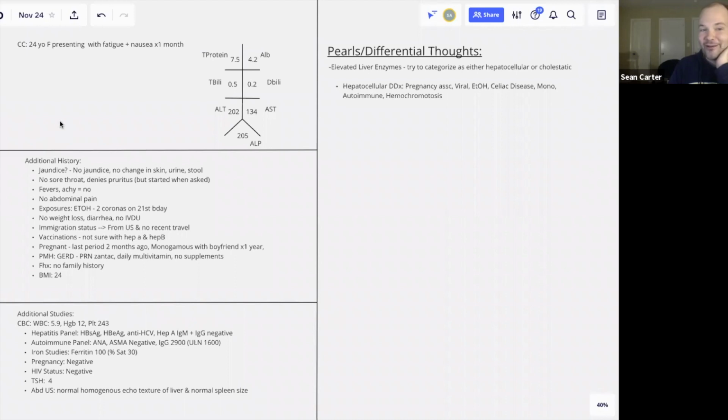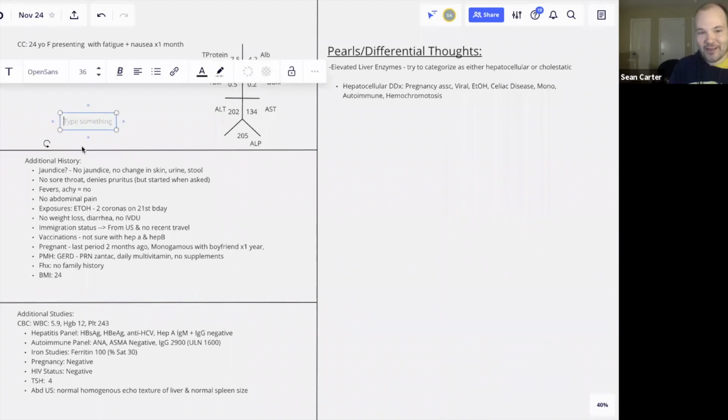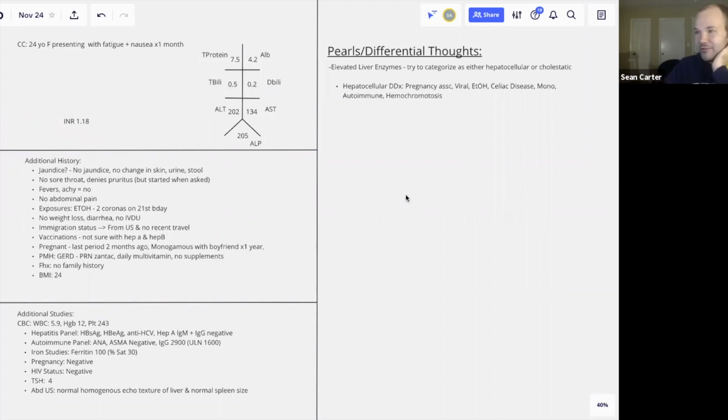And I'll give you an INR, since Mario, you had mentioned that it was 1.18. So you're exactly right with her albumin and that INR being normal. It seems like her synthetic function is doing pretty good. So Drew or Dr. Gray, what thoughts do you have at this point?